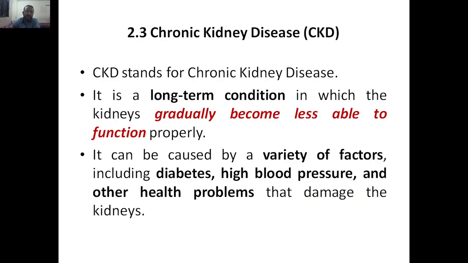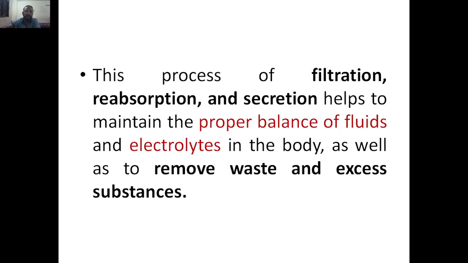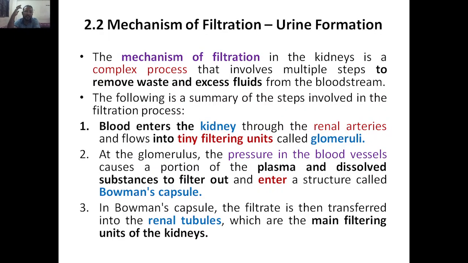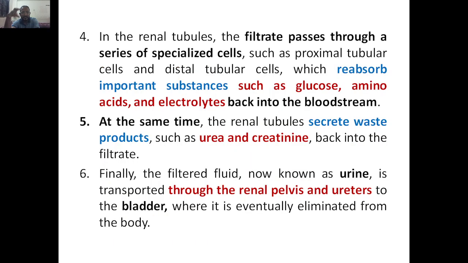Okay, understood? So that was about the mechanism of urine formation. Six steps are there. First step, the blood from the kidney enters the renal arteries, where it goes to the tiny glomeruli, where the filtration occurs. Then the plasma and dissolved substances will be filtered into the Bowman's capsule. Then a series of renal tubules will be there, which act as the functional or main filtering units.